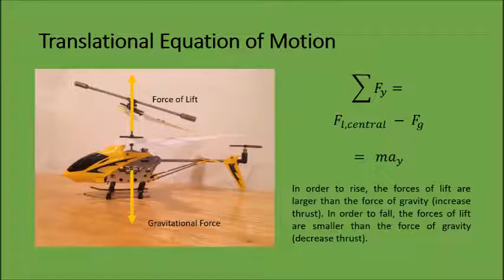In order for the helicopter to rise, the force of lift has to be larger than the gravitational force, which can be done by increasing the thrust on the controller. And then in order for it to fall or go down, the force of lift must be smaller than the force of gravity, or decrease the thrust.